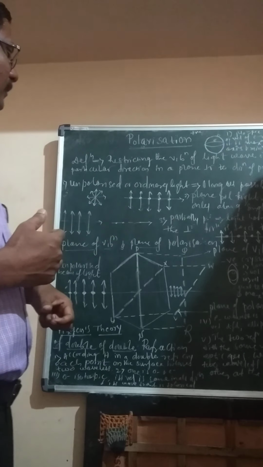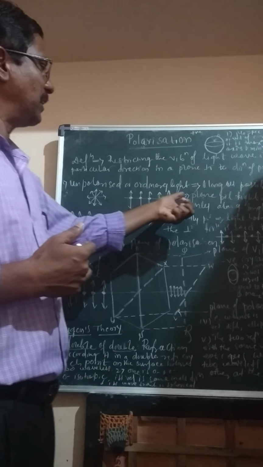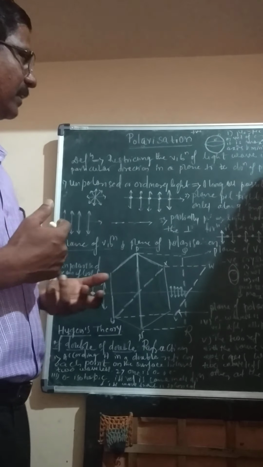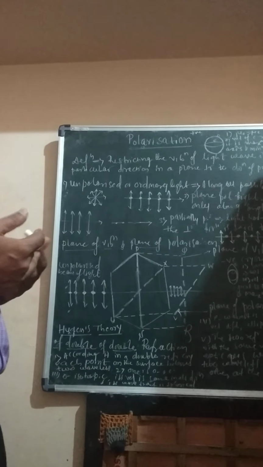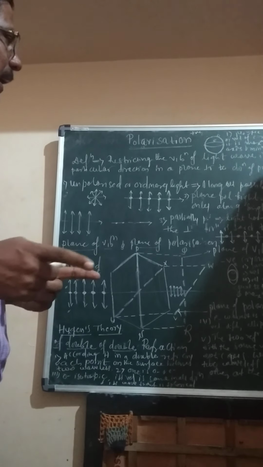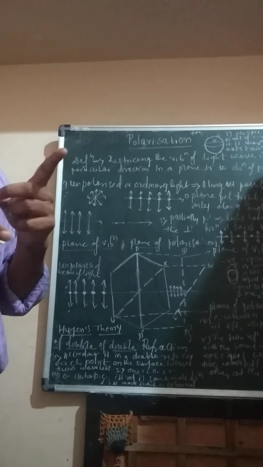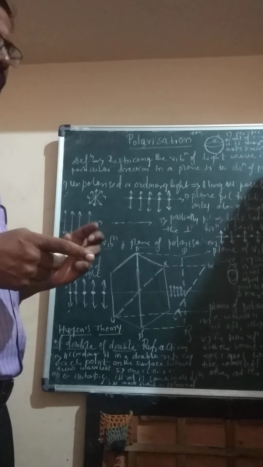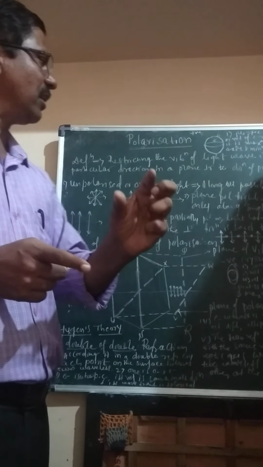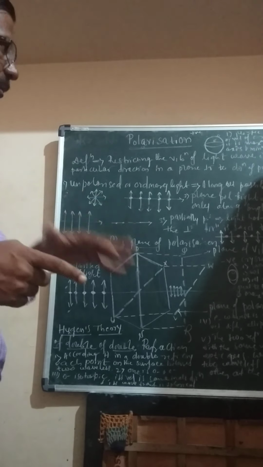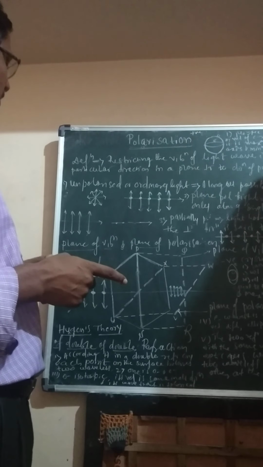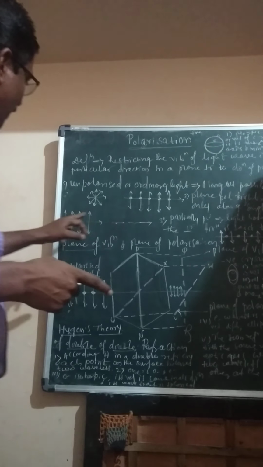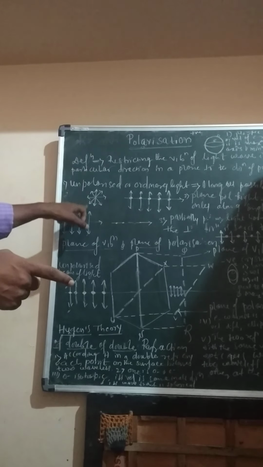Next, plane polarized light. Suppose the light waves have vibrations only along a single straight line. That means the vibration of the light waves exists only along a single straight line in a plane perpendicular to the direction of propagation of the light. This is called plane polarized light. So this is the geometrical representation of plane polarized light.